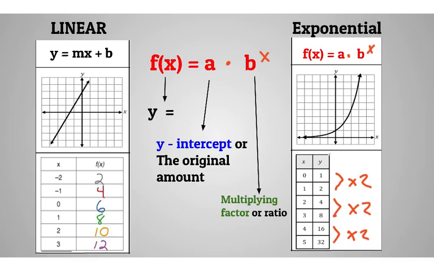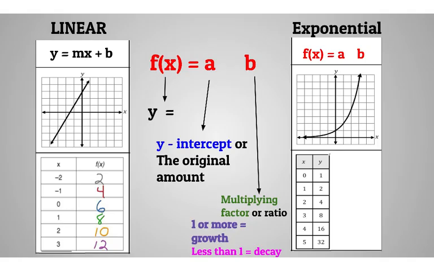Now, if your multiplying factor or ratio is 1 or more, that's considered exponential growth. If your multiplying factor is less than 1, that's considered exponential decay.